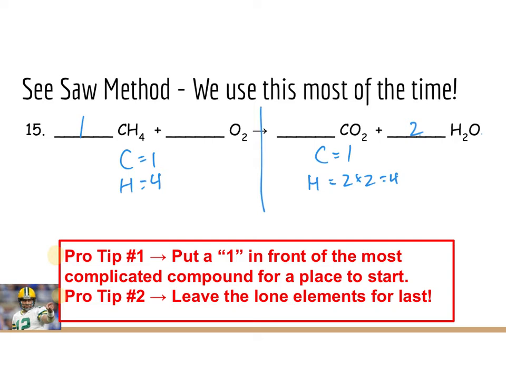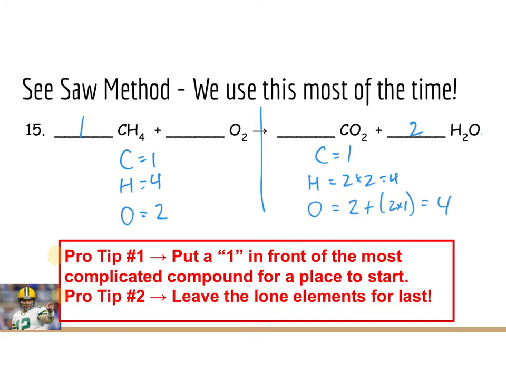So now that I have the carbons and the hydrogens done, let's do our lone element we left for last. Our oxygen, we have 2. Over here, our oxygens, let's see, I'm just counting these up. I have 2 from the CO2, and then I have 2 times 1, so I've got 2 plus 2 times 1, which gives us 4. So notice we're not balanced.